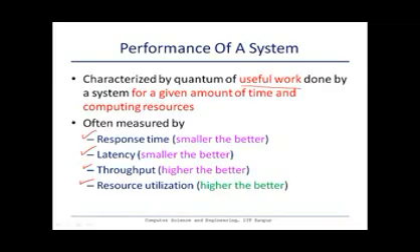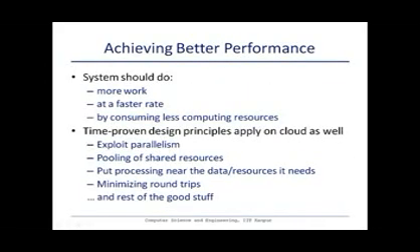So just to reiterate, to achieve better performance, your system should do more work at a faster rate and by consuming a minimum amount of computing resources. And as usual, the time-proven techniques and design principles which have held good on a non-cloud platform apply on a cloud platform as well. For example, you should try to exploit parallelism, and you can use pooling of shared resources, and you can minimize the round trip between different tiers of the application, and also try to put the processing logic near the data or the resources that it needs, right?